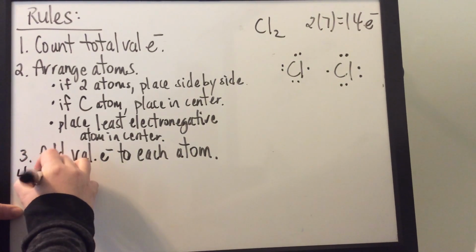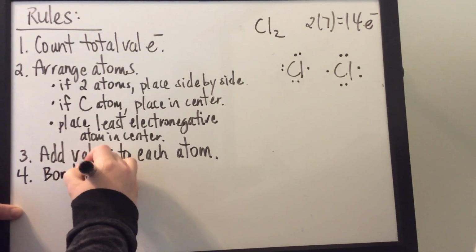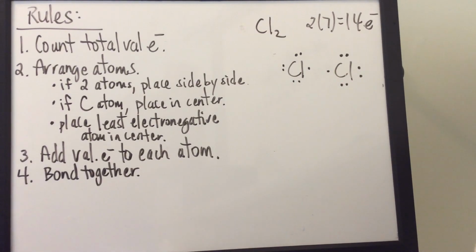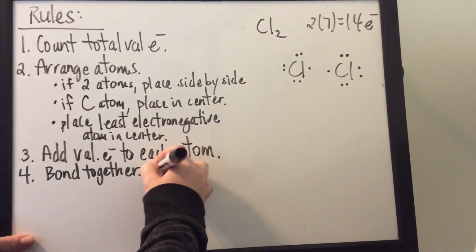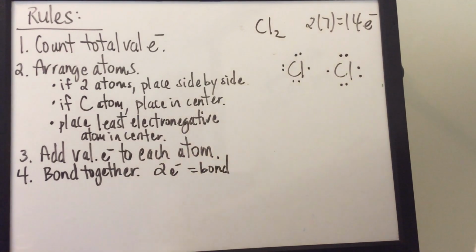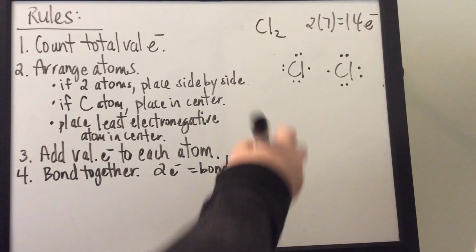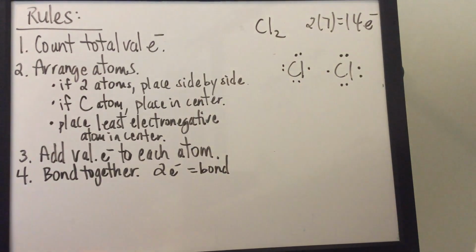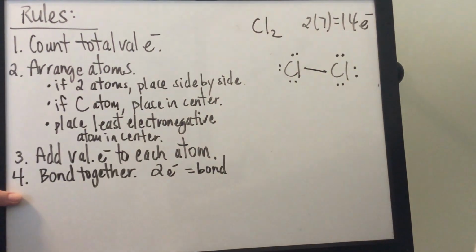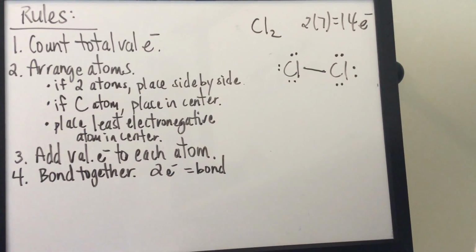My 4th rule is that I'm going to bond them together. And bonding them together, it takes 2 electrons to make a bond. Okay, 2 electrons make a bond. So this is why I've placed the electrons the way I have, because I have this 1 electron and this 1 electron that are kind of screaming to be connected. So I'm going to connect them together. And I have just bonded my 2 atoms together and formed a covalent bond. And in that bond, there are 2 electrons.